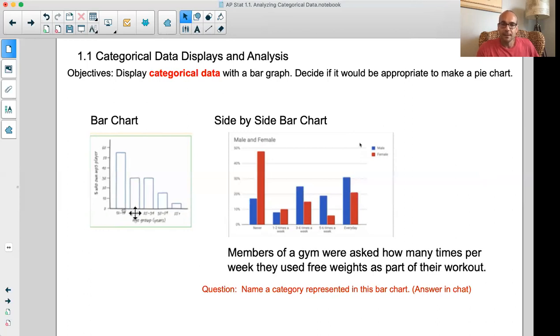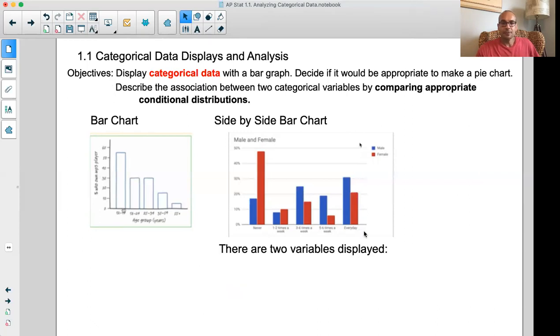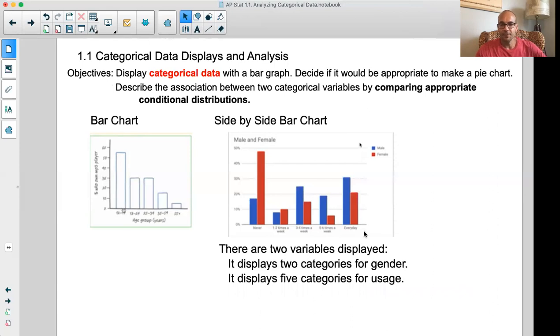But someone who's thinking deeper might say, besides those 5 categories that describe usage, there are also 2 categories that describe gender. So this is the situation where there are 2 variables being tracked, gender and usage, and both are represented by this side-by-side bar chart. So there are 2 variables displayed, 2 categories for gender, and 5 categories for usage.